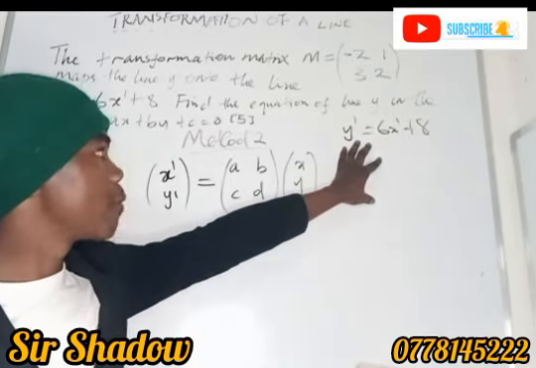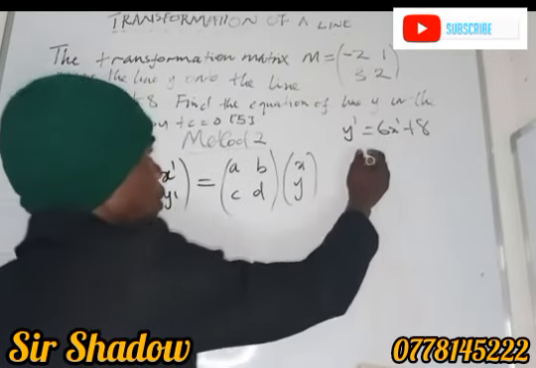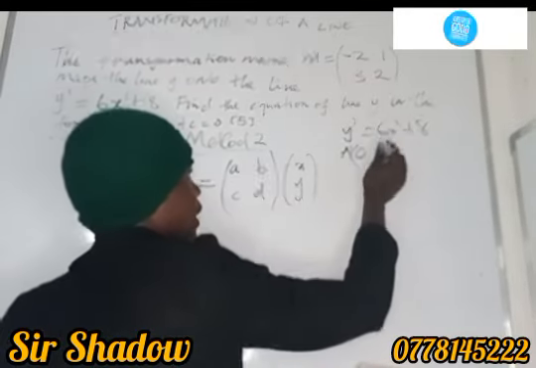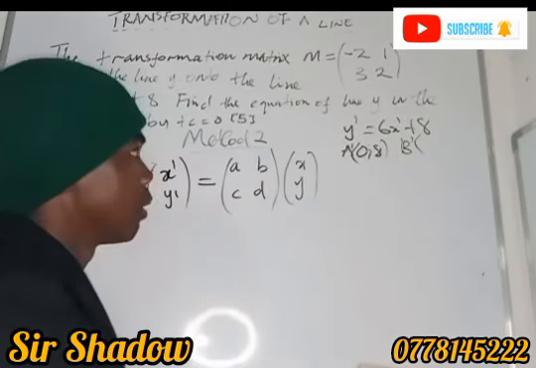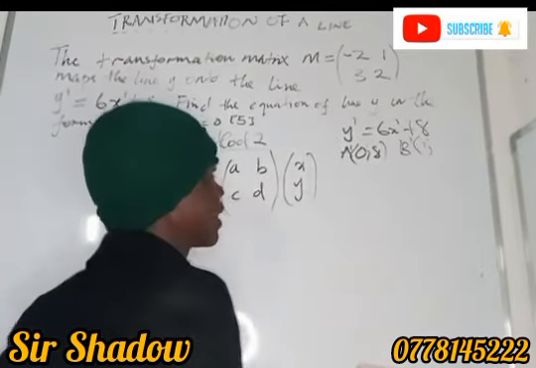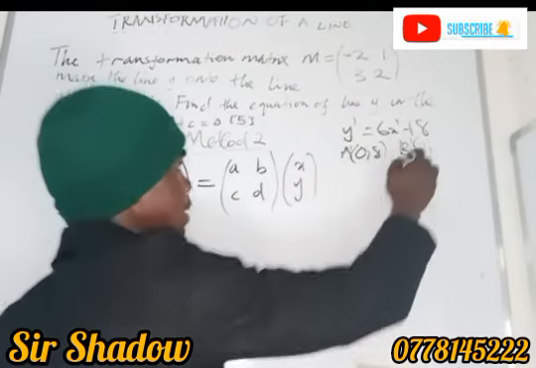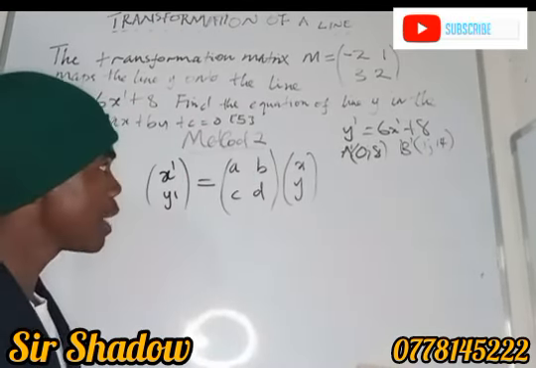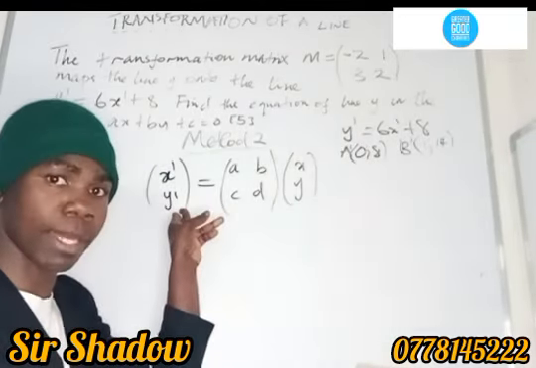First thing, we substitute when x is equal to 0, and substitute here, to obtain 8. Then when x is equal to 1, which means 6 plus 8. What is 6 plus 8? To obtain 14. So now we have the general points of the image. Having the general points of the image, we have to substitute here in the form of a matrix.